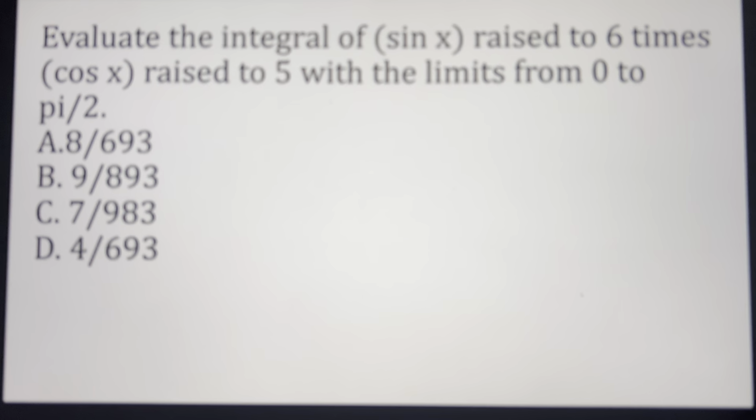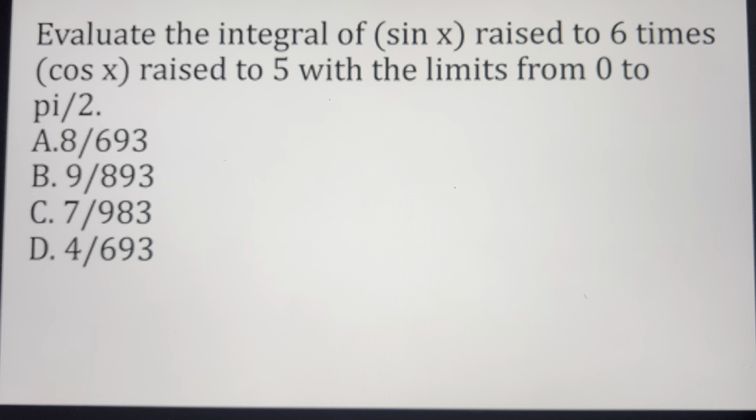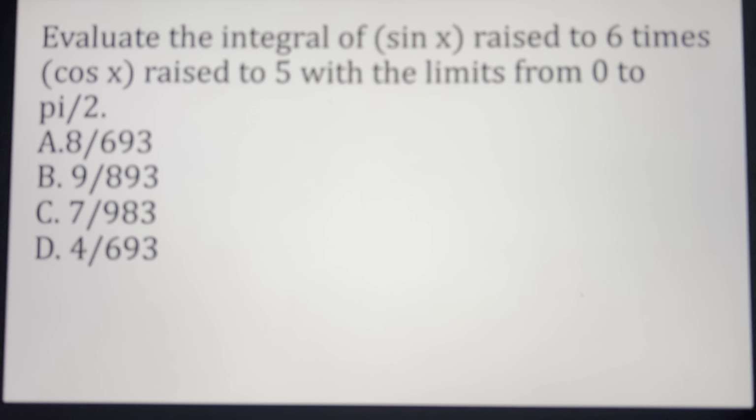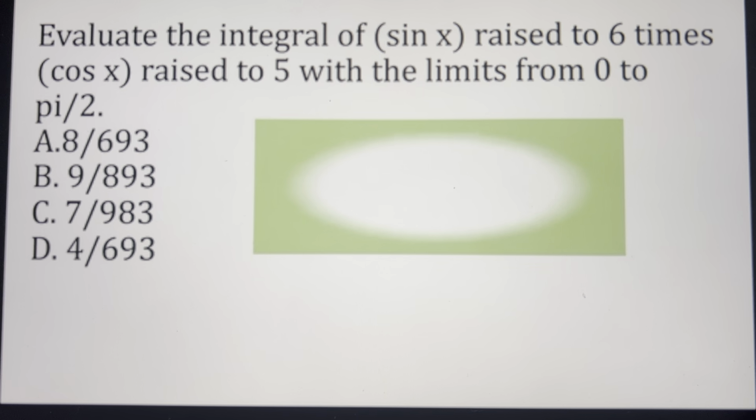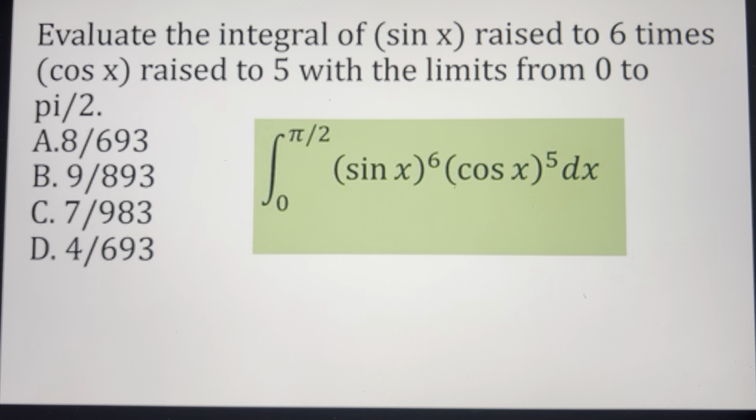Evaluate the integral of sine of x raised to 6 times cosine x raised to 5 from 0 to pi over 2. So set the mode to radians and then press the integral function in your calculator. Integral from 0 to pi over 2. Answer is 8 over 693.